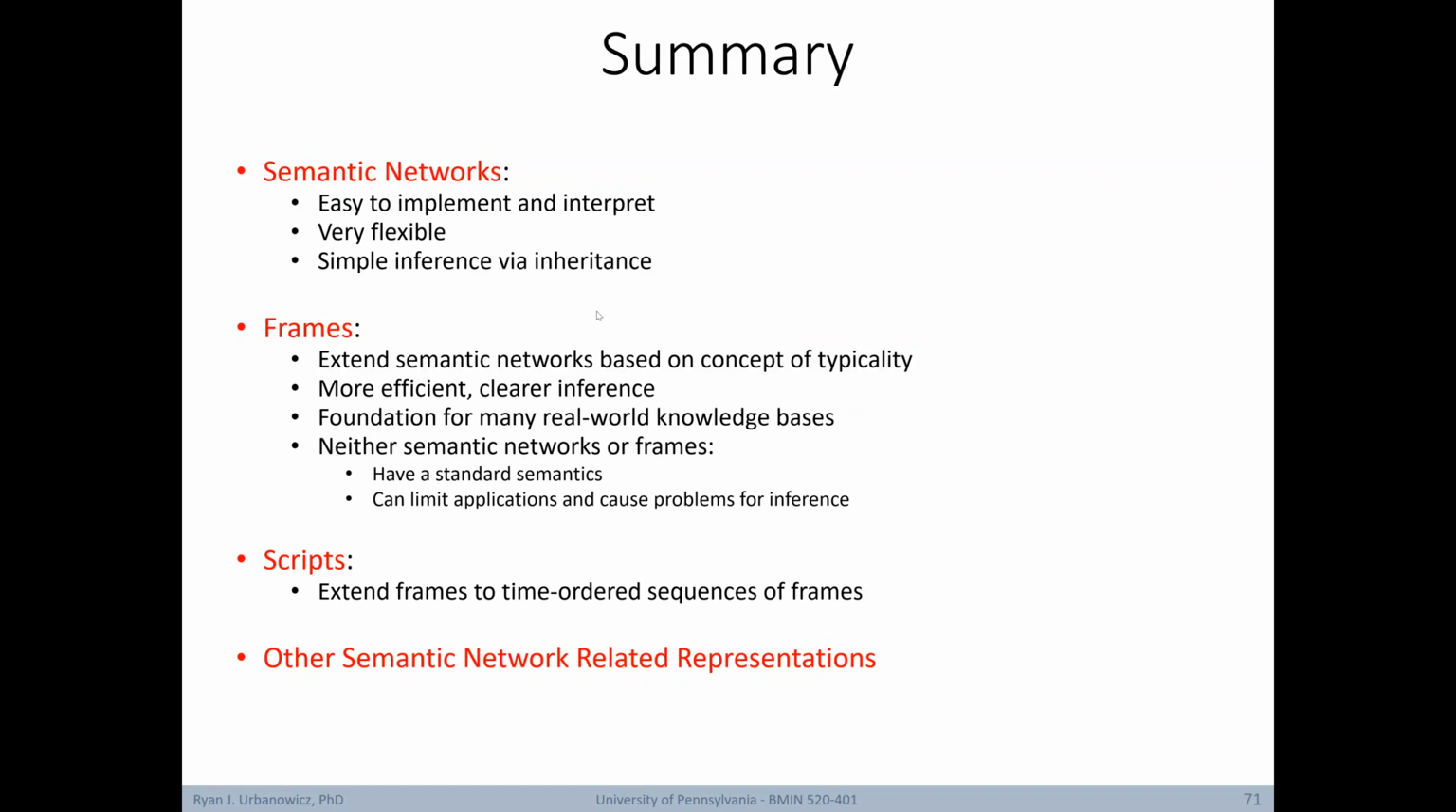Next, we briefly looked at scripts, which basically extend frames to time-ordered sequences of frames. And then we looked briefly at a handful of other semantic network-related representations.